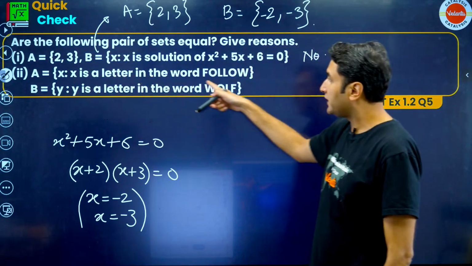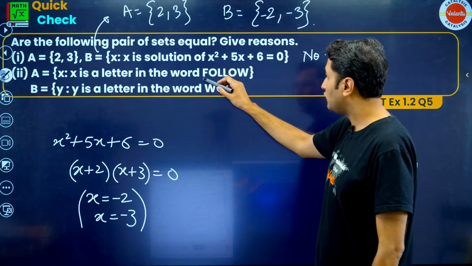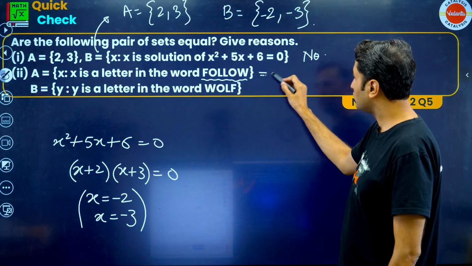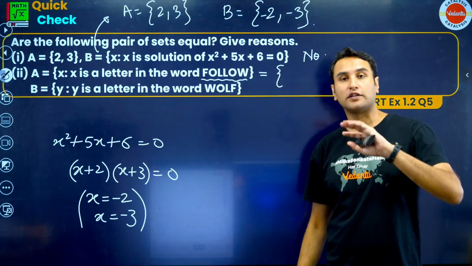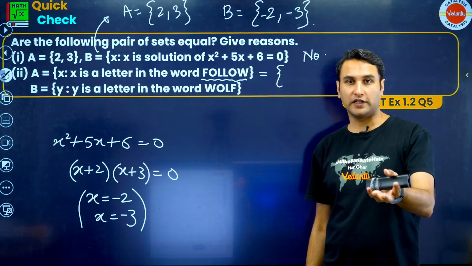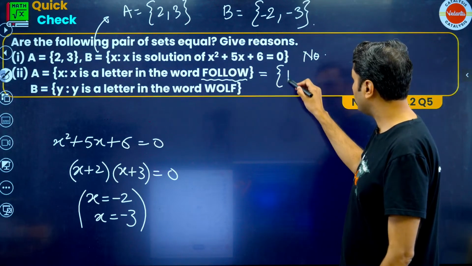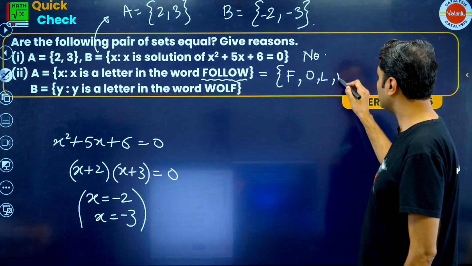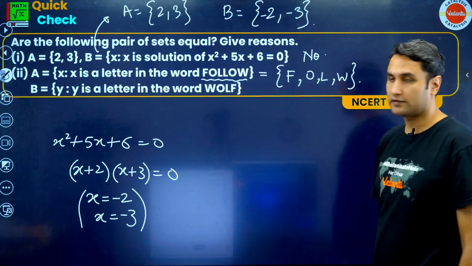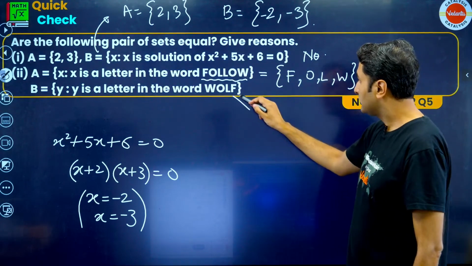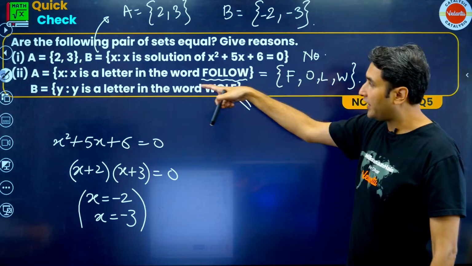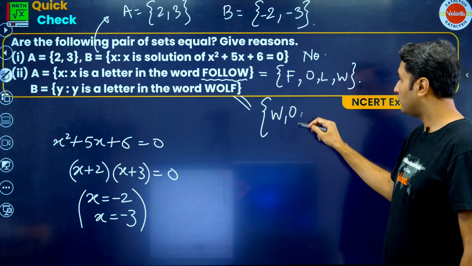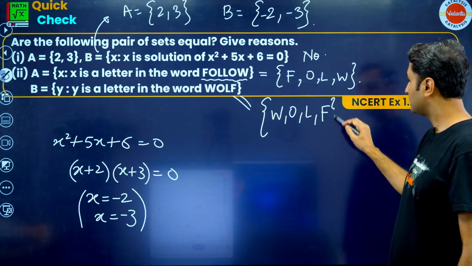A is a set, x is a letter in the word follow. In the word follow. So can you write down this in the roster form? Remember, don't repeat the letters. F will come once, O will come once, L will come once, and W will come once. Similarly, in the set B, y is a letter in the word wolf. W once, O once, L once, F once.